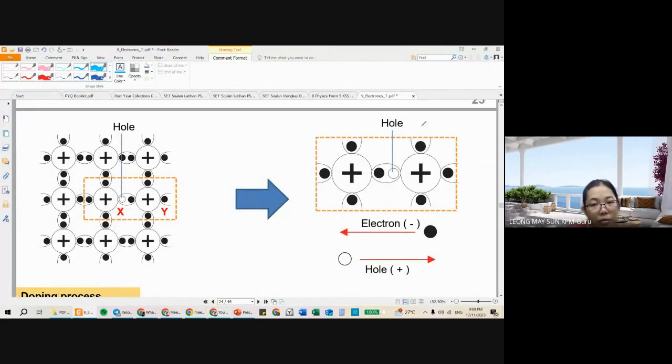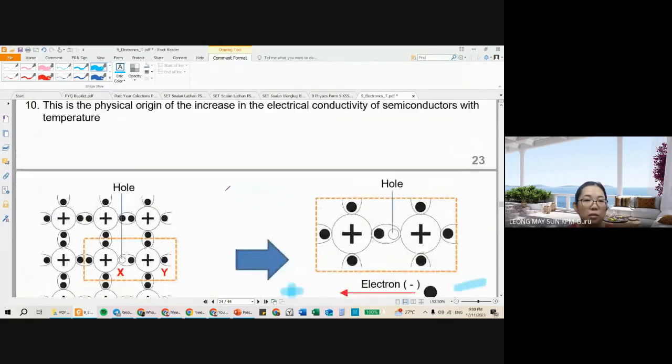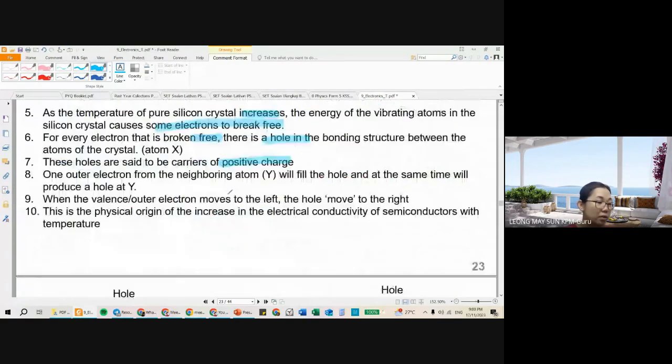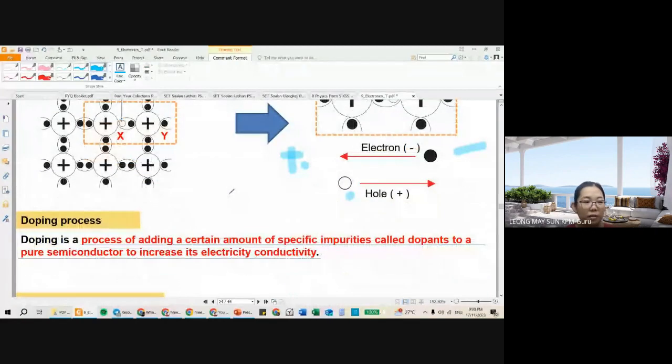Okay, so in pure silicon, if the temperature increases, then the electrons will break free. When they break free, if this is the positive terminal and over here is the negative, the electrons will actually move towards the positive terminal. The hole will move towards the negative terminal. All right, so that is the origin of our diodes, the basic one of all semiconductors, for silicon.